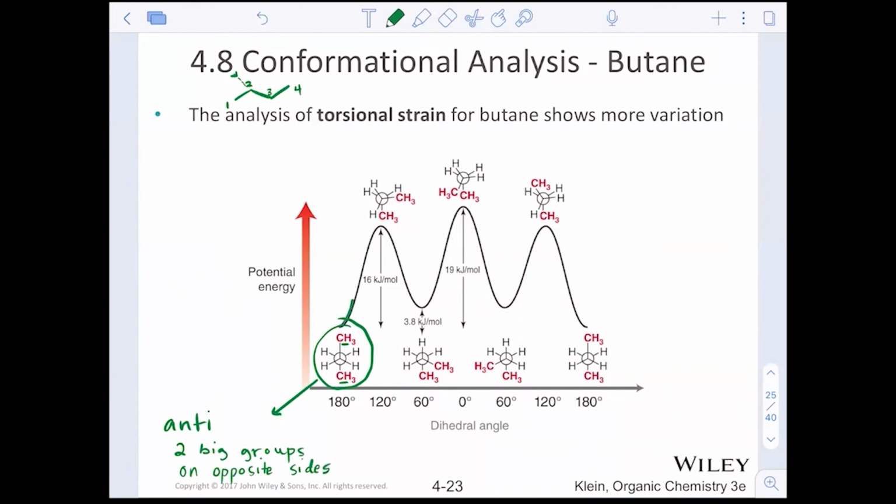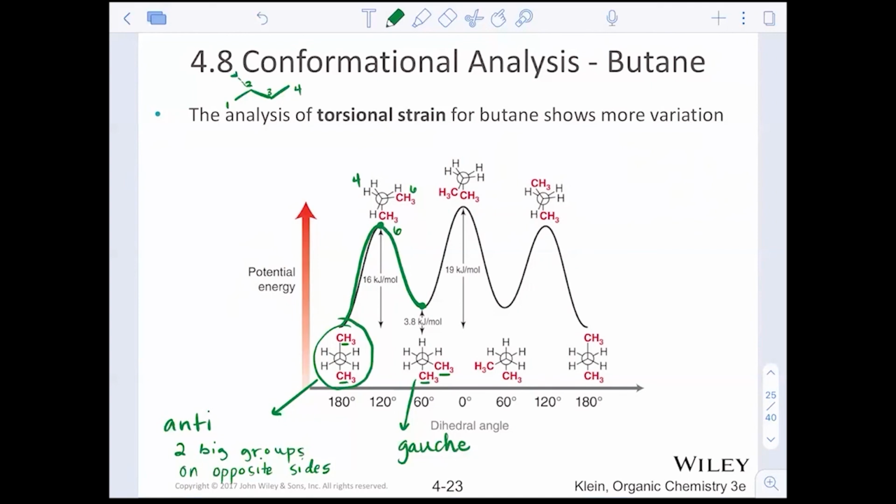And notice if we rotate 60 degrees, we get an eclipse position that is 16 kilojoules per mole higher. That makes a little sense. We have 4, 6, and 6 for our cost of energy, right? 4 for the eclipsing hydrogens and 6 for each of the methyls eclipsing a hydrogen. And then when we rotate again, notice we're not at a lowest energy conformation. It is staggered, but it's staggered and it's called gauche because it's not the best. The methyl groups are actually still close together.